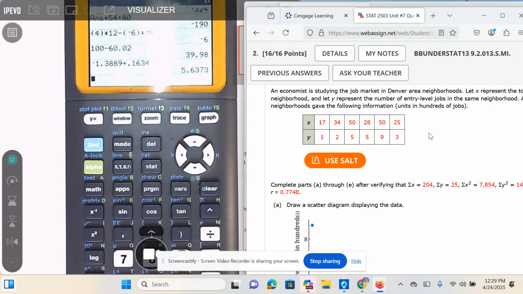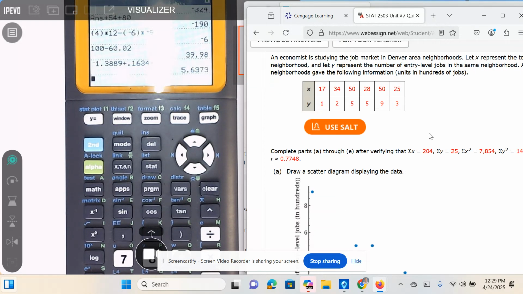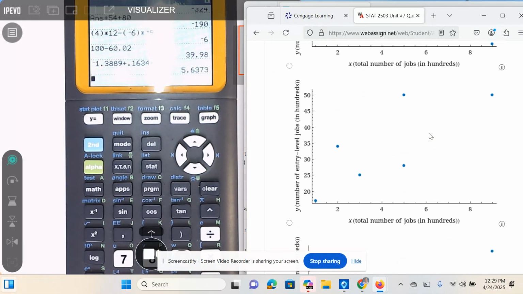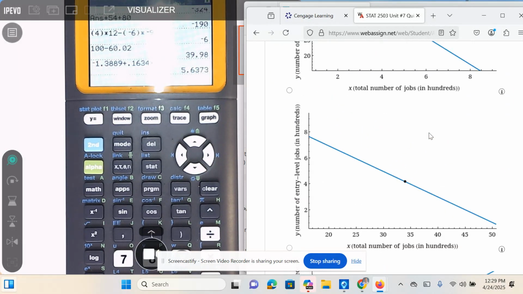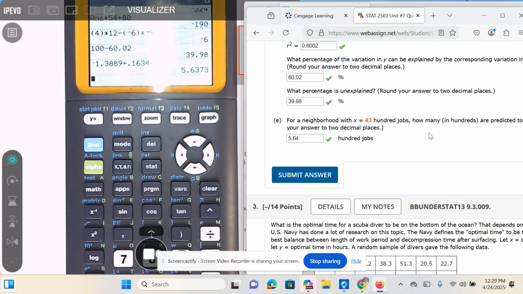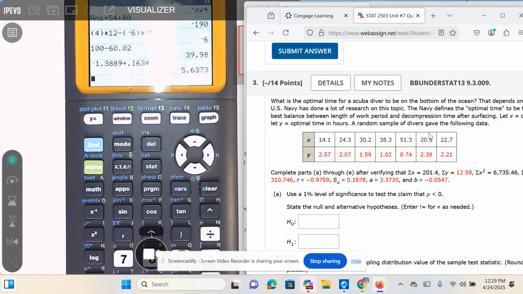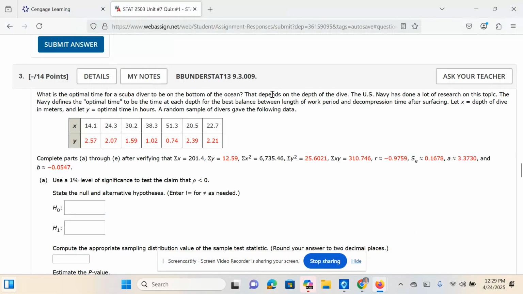All right, let's go to number 3. Number 3 was 9.3. First thing I want to do on number 3, well, actually, let's just read the question. What is the optimal time for a scuba diver to be on the bottom of the ocean? That depends on the depth of the dive. The U.S. Navy has done a lot of research on this topic. Navy defines optimal time as time for depth, the best balance of length of work and decompression after surfacing.